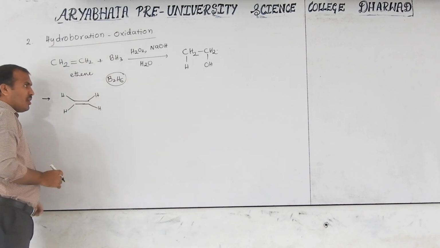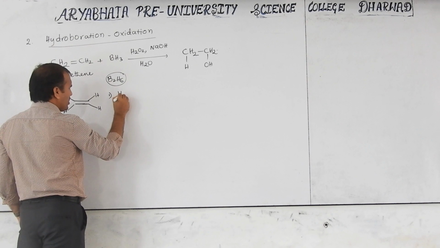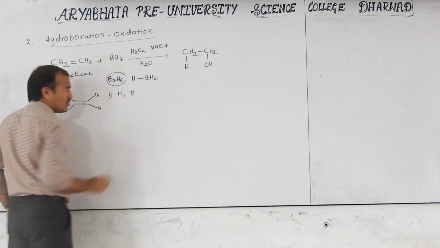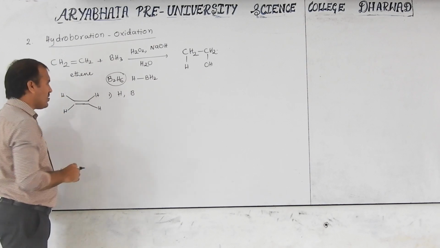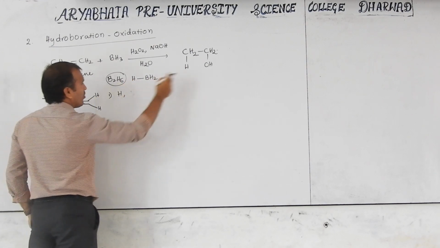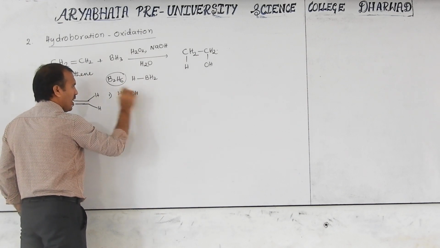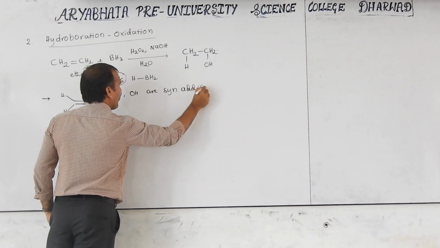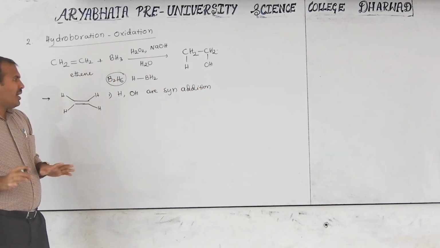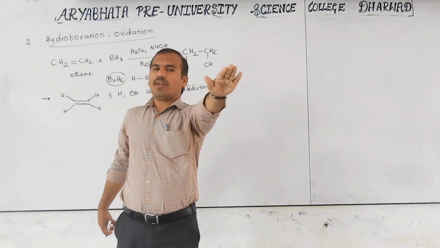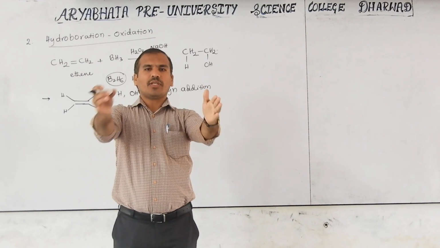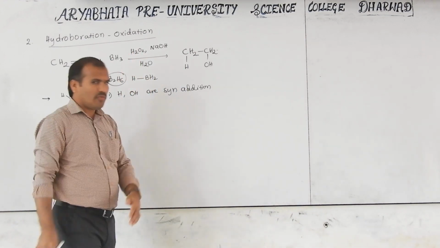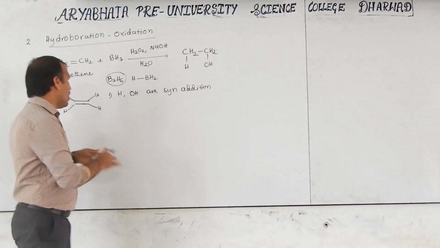One important point is that H and BH2 both are added on the same side, and after the final reaction we get OH. So H and OH are added on the same side. If H is added from the front side and OH from the back side, this is called anti addition. But when both are added on the same side, both front or both back, that is called syn addition. One front and one back is anti. In this reaction, only syn addition takes place.